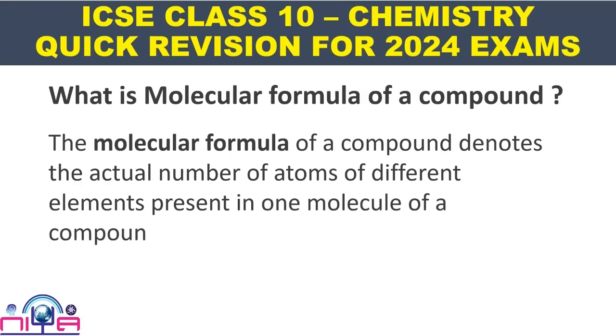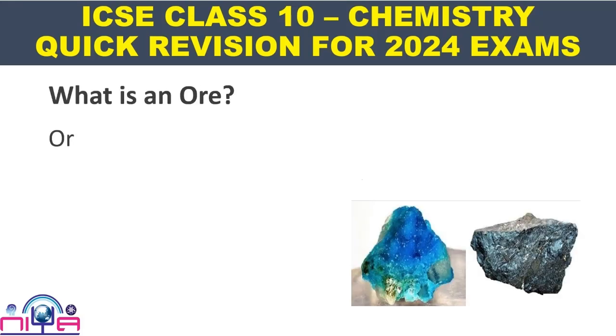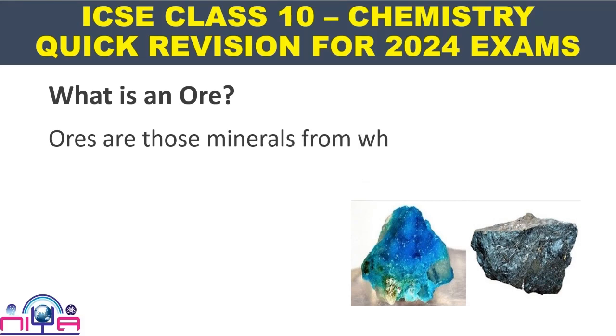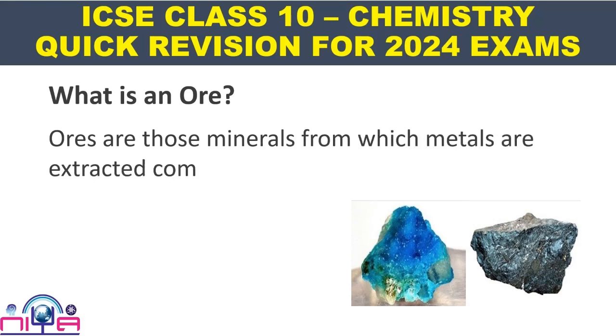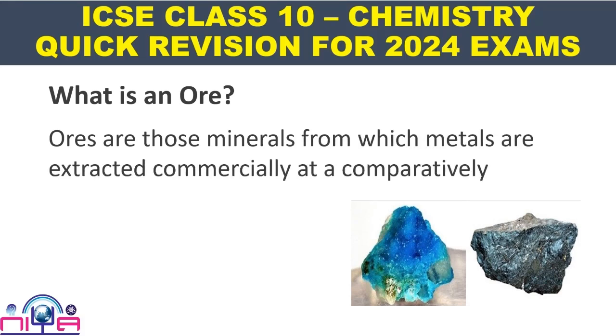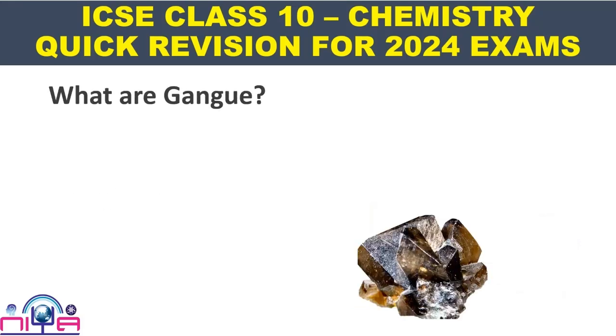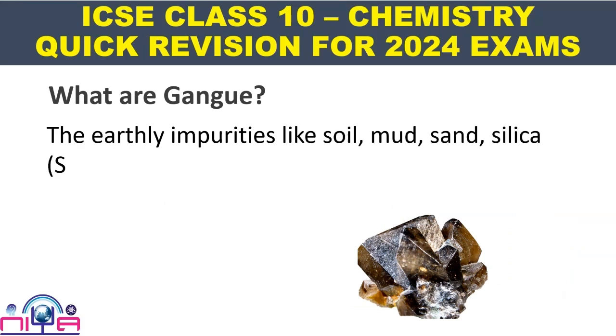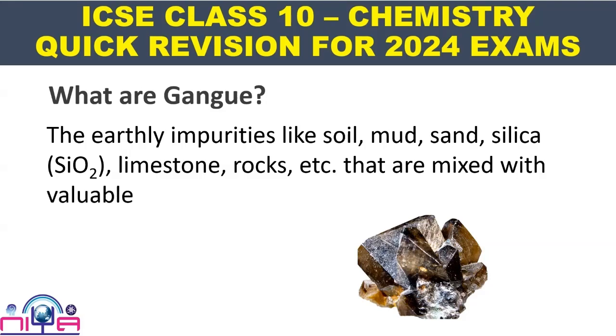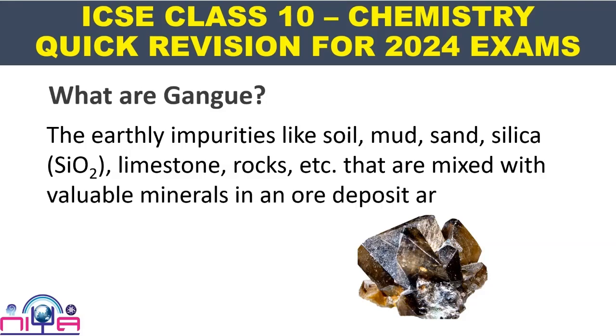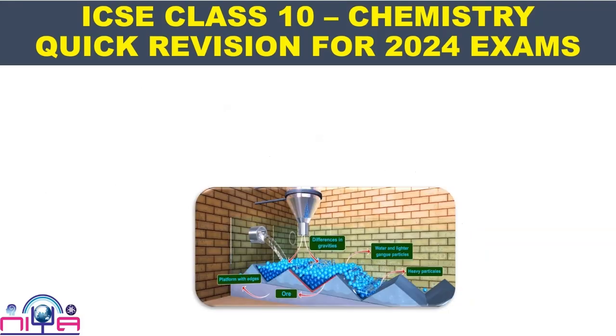What is an ore? Ores are those minerals from which metals are extracted commercially at a comparatively lower cost with minimum efforts. What are gangue? The earthly impurities like soil, mud, sand, silica (SiO2), limestone, rocks, etc. that are mixed with valuable minerals in an ore deposit are called gangue or matrix.